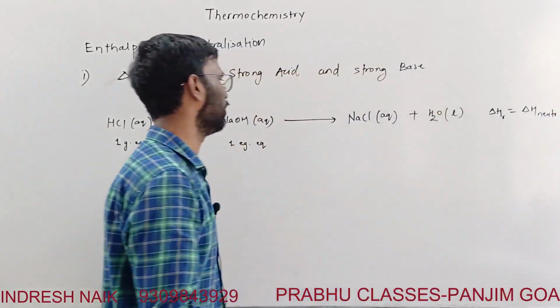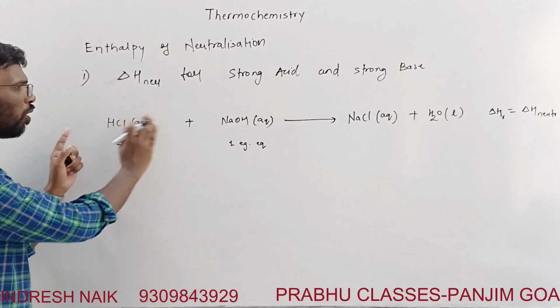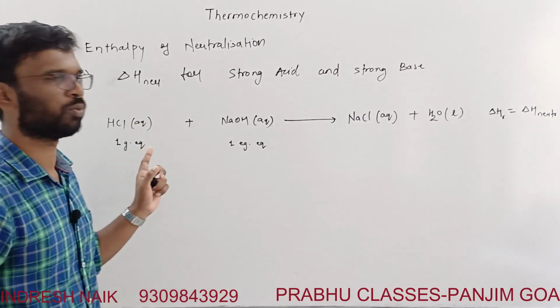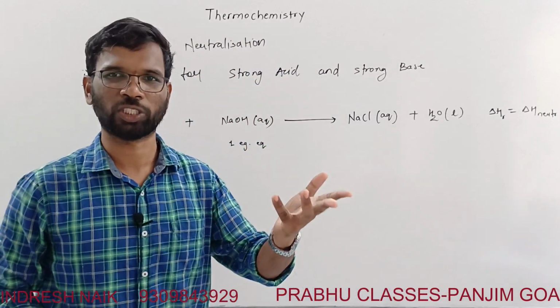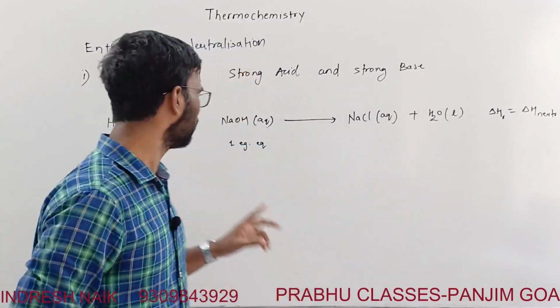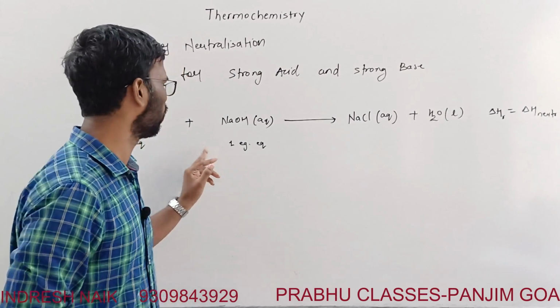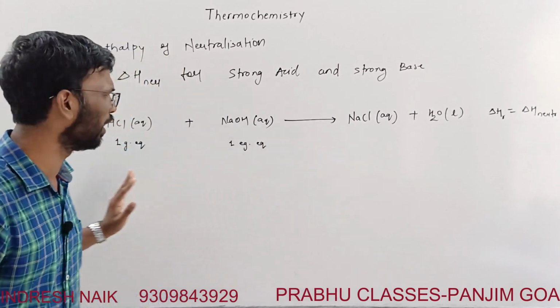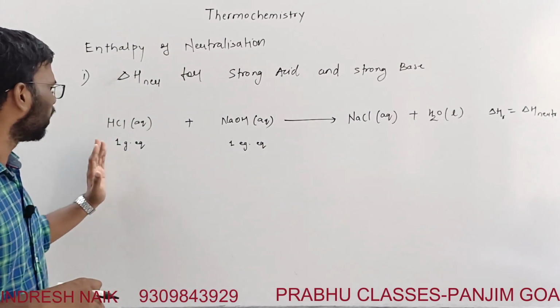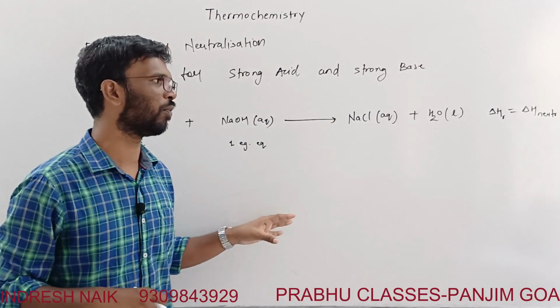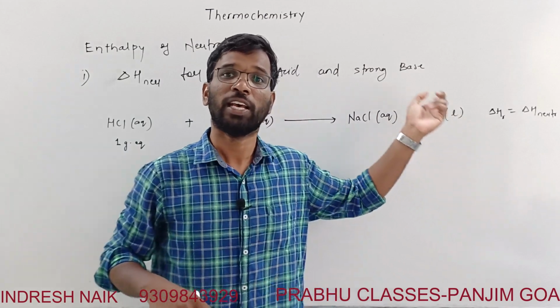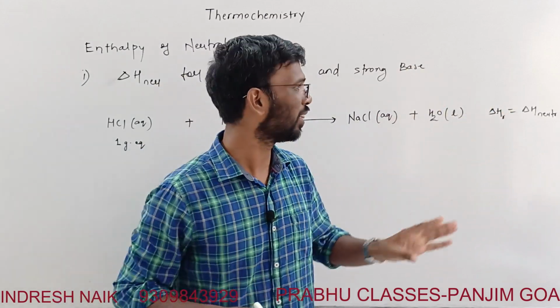Enthalpy of neutralization for this reaction. If this is not one equivalence, then whatever energy is released will not be equal to the enthalpy of neutralization. If it is 2 gram equivalents here and 2 gram equivalents there, we'll do these calculations later while taking a problem, don't worry. If this is 2 gram equivalent, this is also 2 gram equivalent, that time the enthalpy of neutralization will be twice the enthalpy of neutralization.